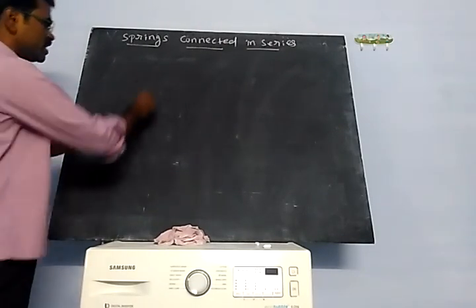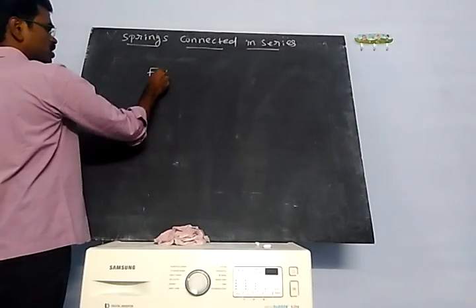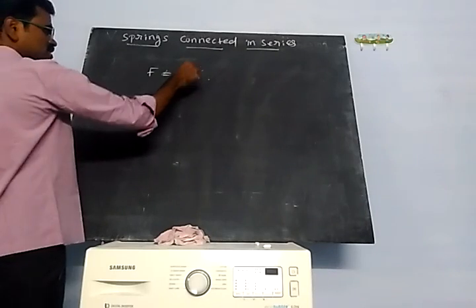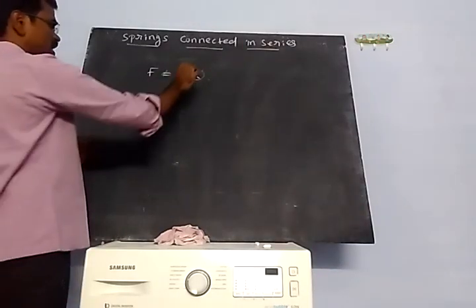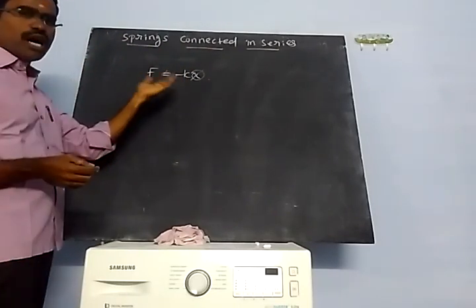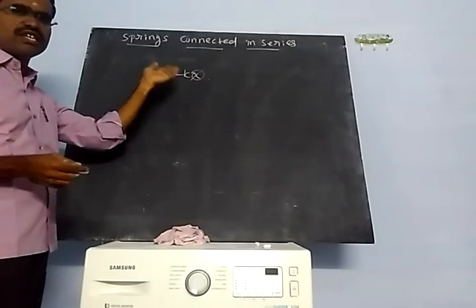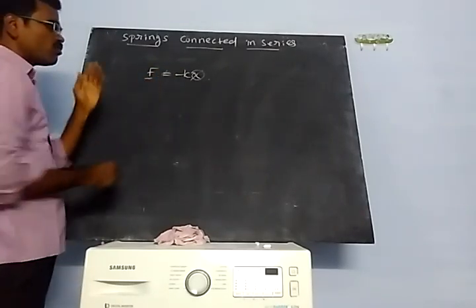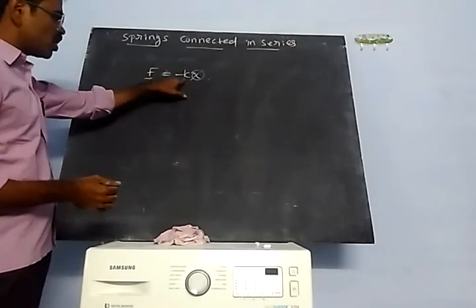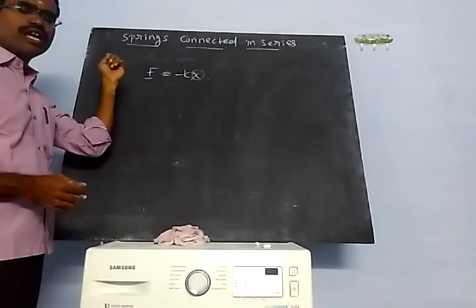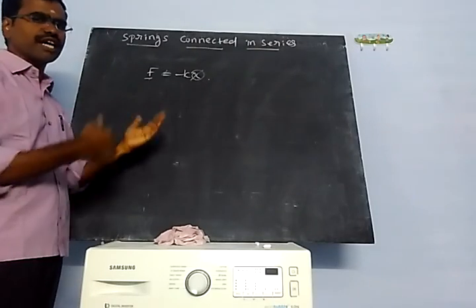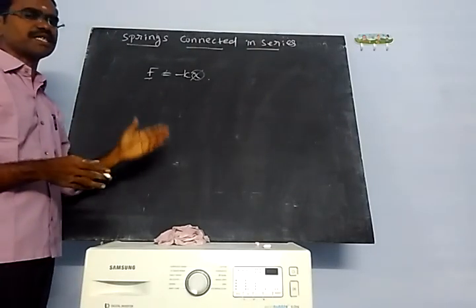So F is equal to minus Kx. That is Hooke's law. Here the x value you can imagine is a constant, so force is directly proportional to K. When the spring constant value is larger, it needs more force to elongate or compress the spring. If the spring constant value is very small, only a very small amount of force is needed to elongate or compress that spring.